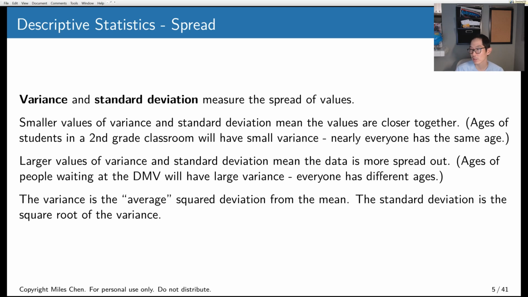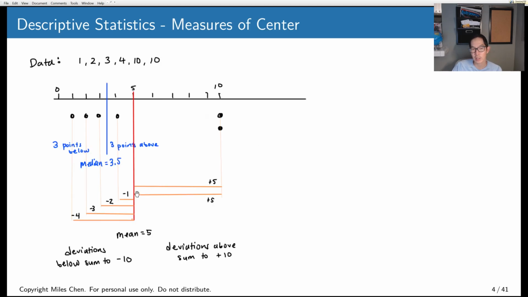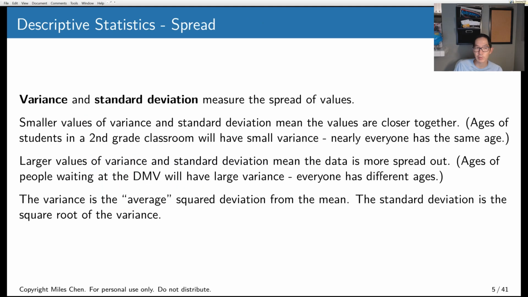So everyone's got all kinds of ages, you're going to have large variance there. We can think of the variance as the average squared deviation from the mean, and then the standard deviation would be the square root of the variance. Going back to this slide, these orange lines are the deviations from the mean, and if you square all of these, you'd get your squared deviations, and then if you take the average of all of them, that would be your variance.